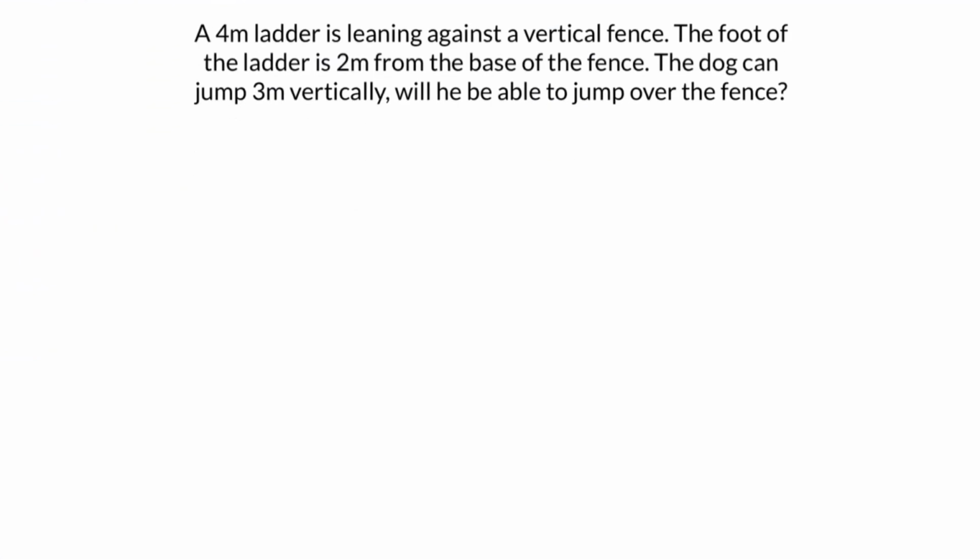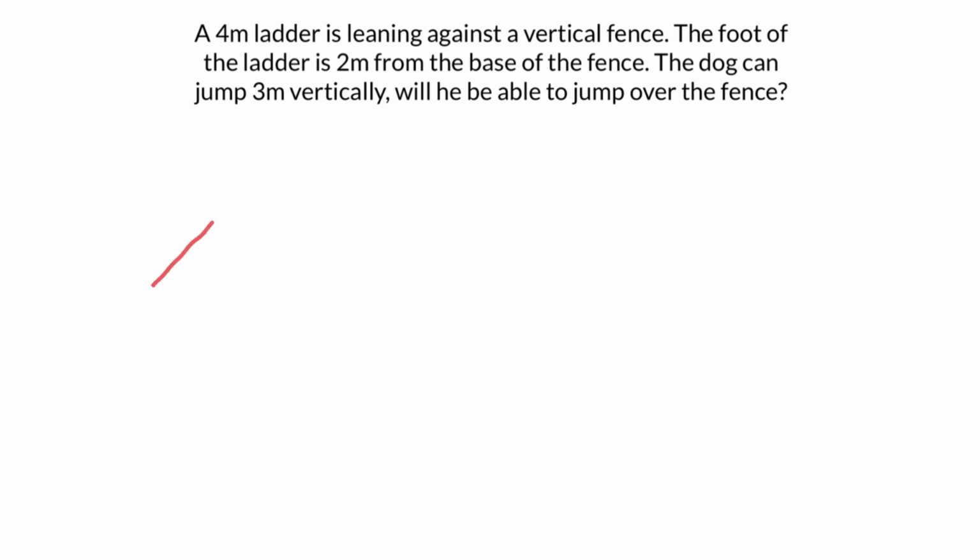For example, this question uses Pythagoras' theorem in a real-life situation, but it's just the same as calculating the sides of a triangle. So it says a 4-metre ladder is leaning against a vertical fence. The foot of the ladder is 2 metres from the base of the fence. A dog can jump 3 metres vertically. Will he be able to jump over the fence? So let's draw this out so we can visualise what's happening.